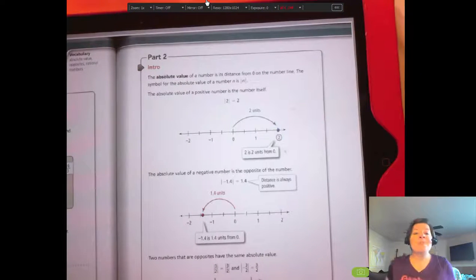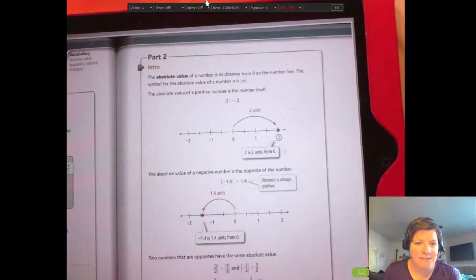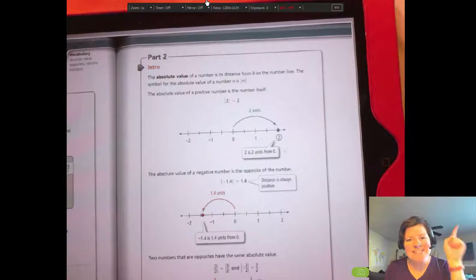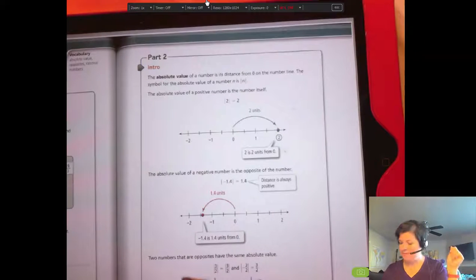Okay, the absolute value of a number is the distance from 0 a number is on a number line. Let me say that again. The absolute value of a number is the distance from 0 you are on a number line. Do you ever go negative distance? No. We never go negative. I don't care if I walk backward somewhere. I am not going negative. So therefore, these answers, when you put them in an absolute value, they're always going to be positive. Positive, positive, positive.